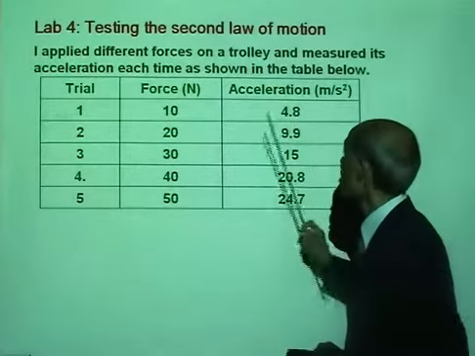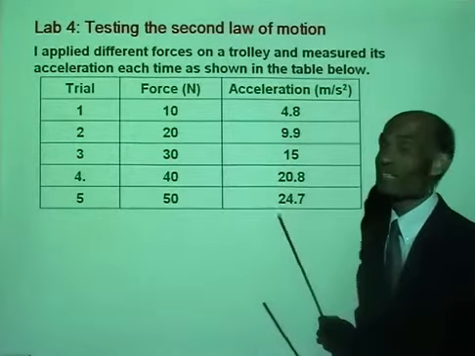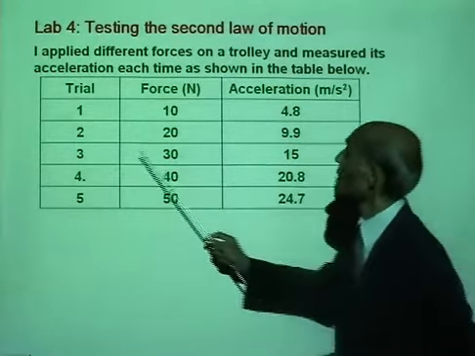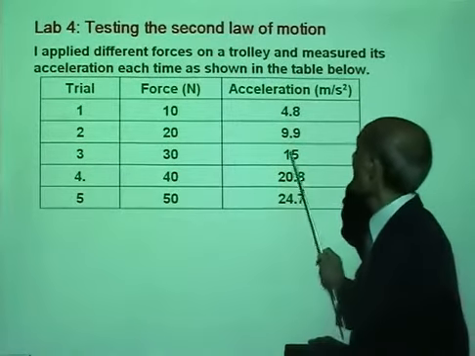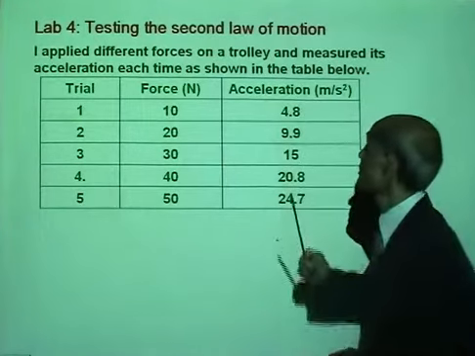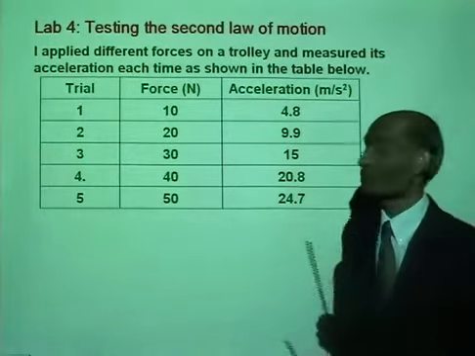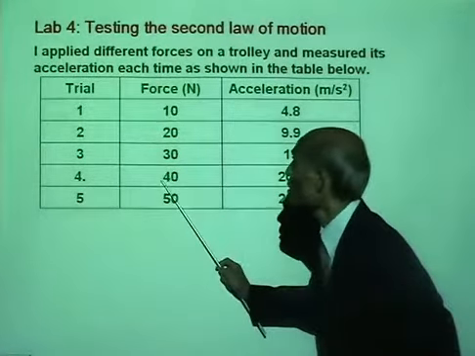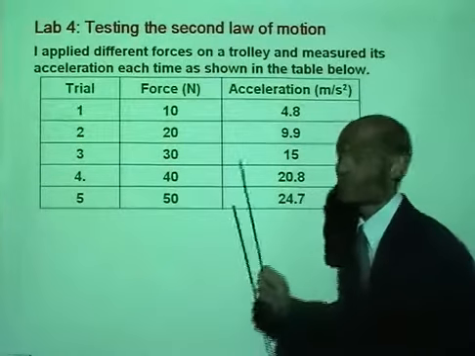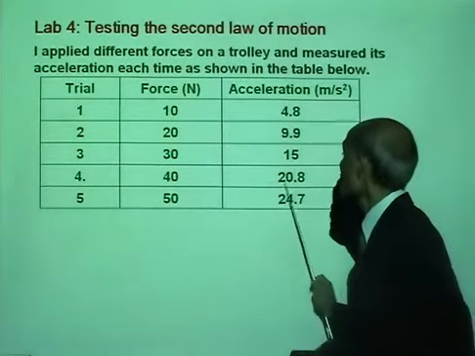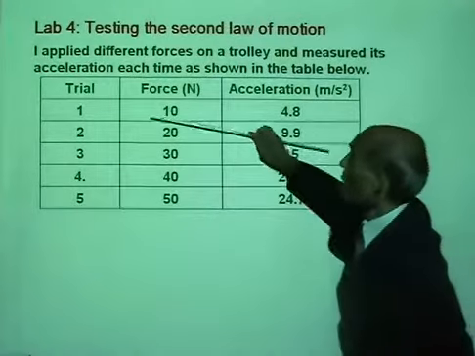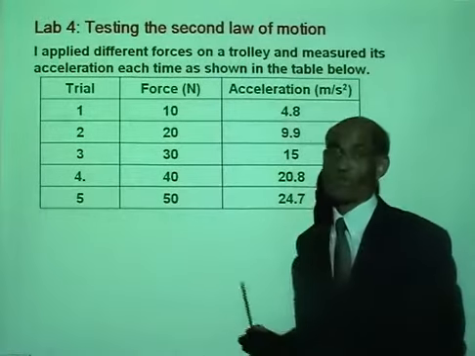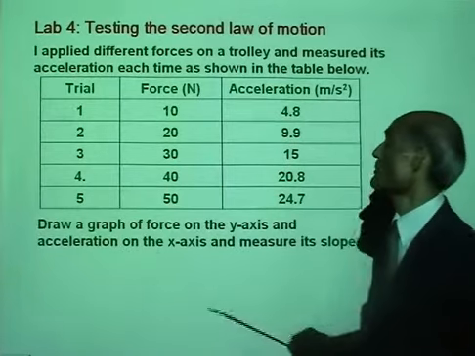Then I increased the force to 20 Newton. I found the acceleration as 9.9 meter per second squared. Then I increased the force to 30 Newton. I got the acceleration 15 meter per second squared. Then I increased the force to 40 Newton. I got the acceleration 20.8 meter per second squared. I got 5 trials.